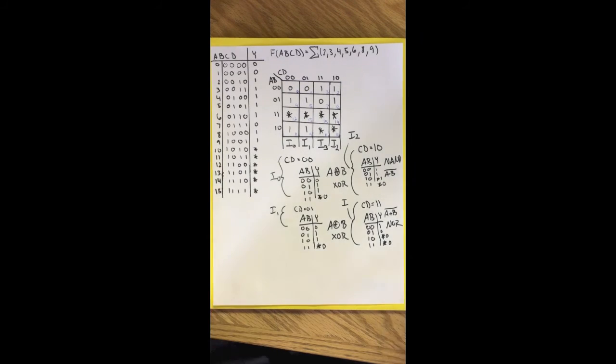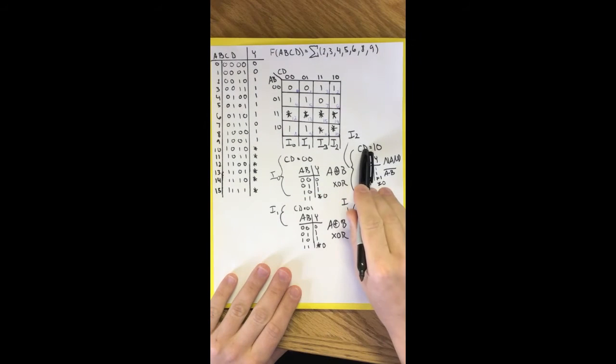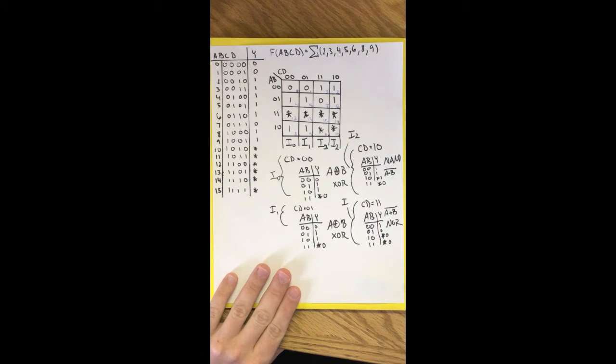Now we can implement this. We can now build our 4-1 MUX. Our switch is our CD. Our four inputs, I0, I1, I2, and I3, we'll implement using a XOR gate, a NAND gate, and a NOR.